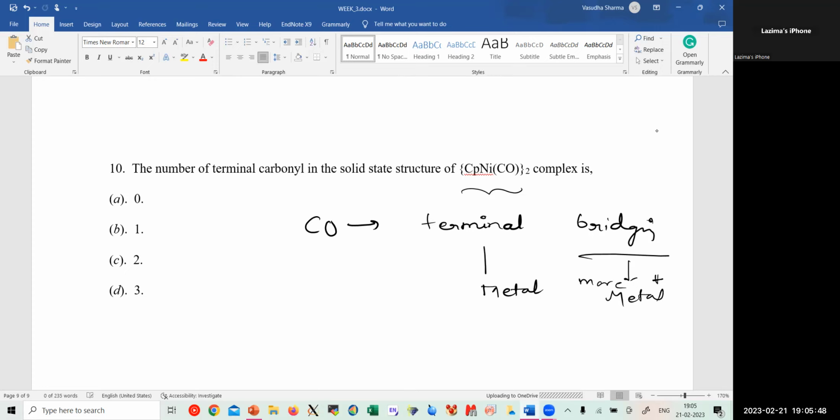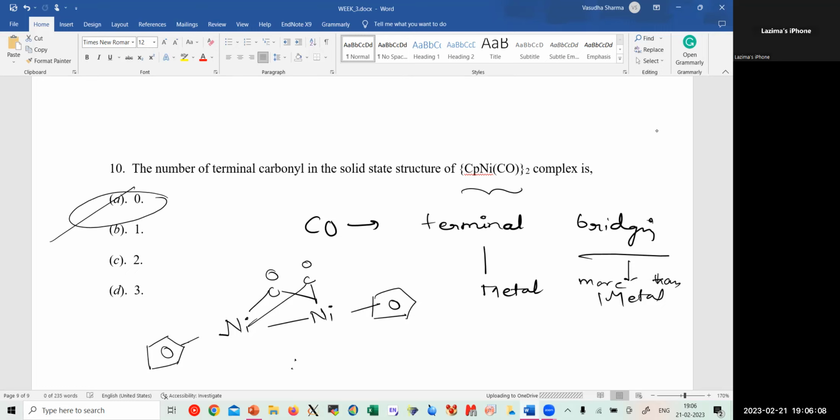So we already know that nickel has this solid state structure, where both the carbonyls are in bridging form. So there is no terminal carbonyl. Therefore the answer is: terminal carbonyls equal zero.